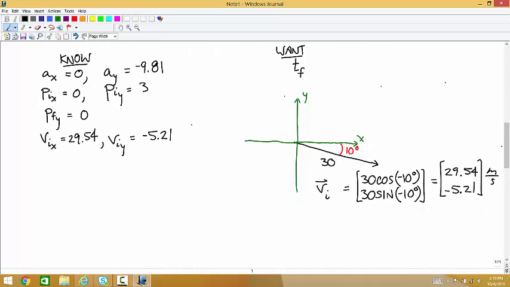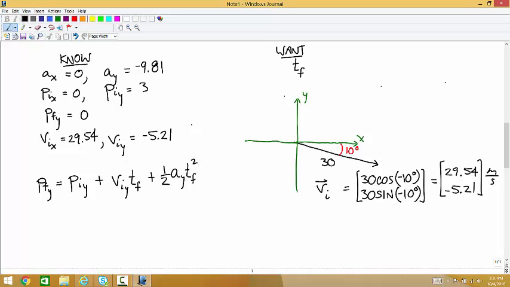So now we can think about what equations will work, and we're trying to come up with time final. And so I think what will work is PFY is equal to PIY plus VIY TF plus 1/2 AY TF squared. So let's just check to make sure that this works.